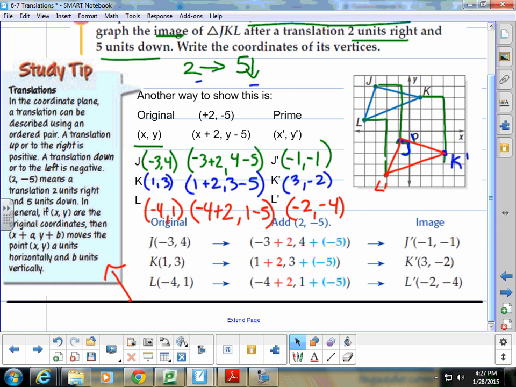Okay? And in your book, it shows the same example. They just always say add, but I think subtracting is easier than adding negative. So that was just your book's example, which is fairly similar to ours. So I think we're in good shape there.